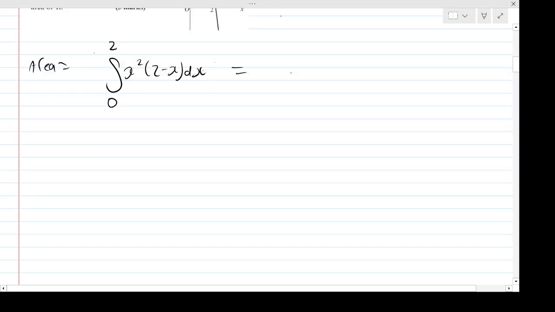Okay, so expanding this, again, it'd be between 0 and 2. If we expand the bracket, we get 2x squared, take away x cubed, dx. Now we're in a position where we could just integrate this, as we did last time, as we've done throughout this chapter so far.